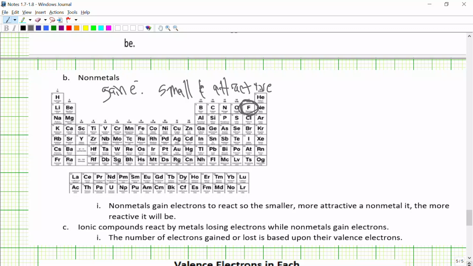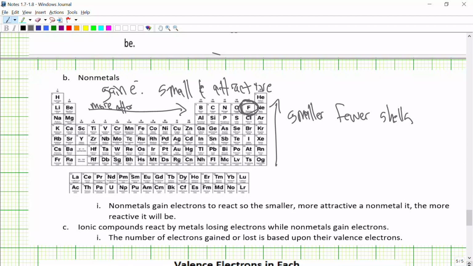Okay, so remember how things can be totally different. Like you could be the most attractive dog is different than the most attractive flower. Those would have different approaches for it. Okay, so non-metals gain electrons to react. So the smaller, more attractive a non-metal is, the more reactive it will be. As I go up, it is smaller because it has fewer shells. As I go right, it's more attractive. It has more attractive protons. I like to think of that like money. People can be more attractive if they have more money because then you have more opportunities to do what you want to do.